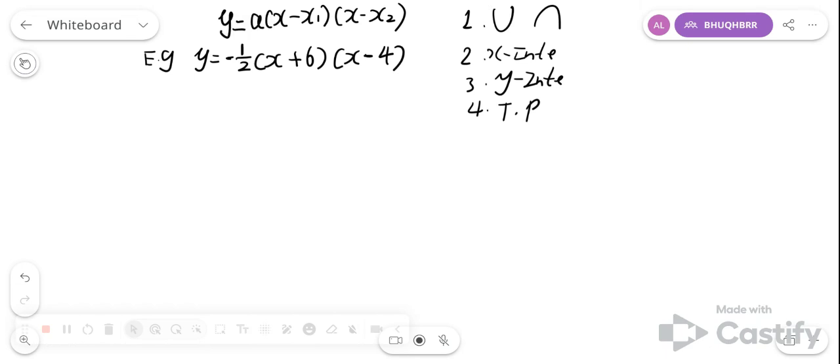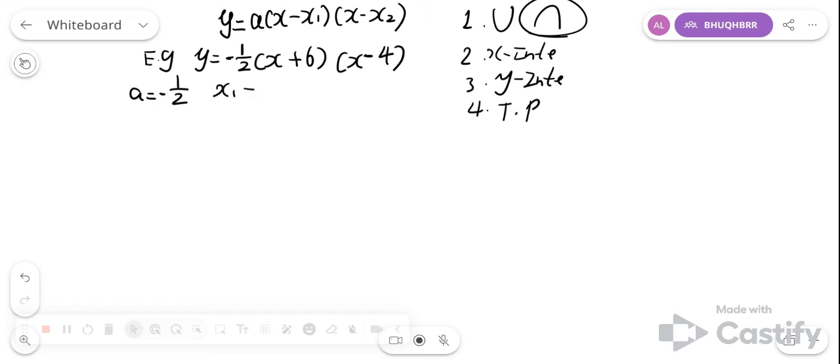In this case, you can see a equals negative a half. If it's negative a half, then we know your graph is facing down and it's going to be a wider graph. So the first thing we determine is that it's going to be concave down. And then, x1 equals what?